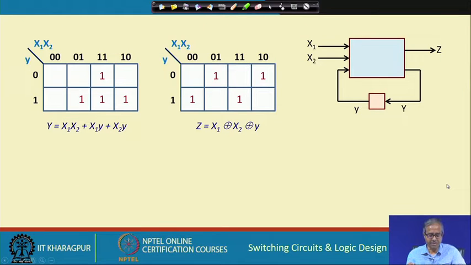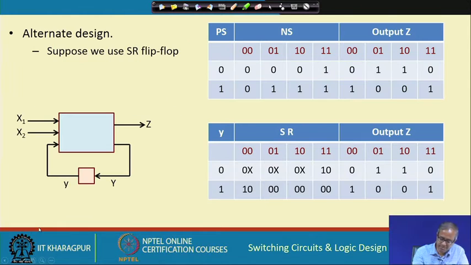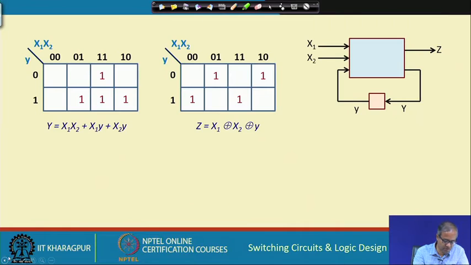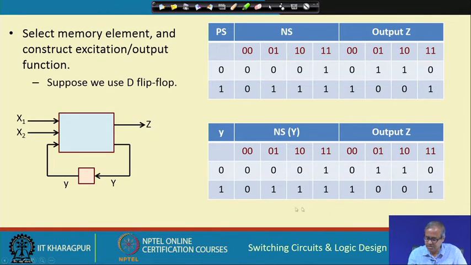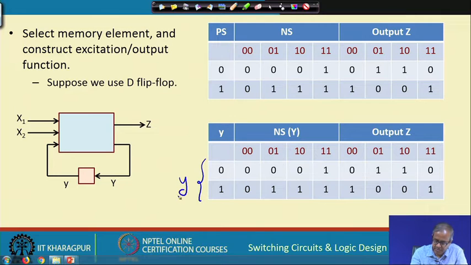Now, from the excitation and output table, if you just look at it, let me go back once. If you just look at this excitation and output table, what are the inputs here? On one side I have my input small y, and on the other side I have my inputs x 1 and x 2. So, 0 0, 0 1, 1 0, 1 1. If you just interchange these two columns, it will become like a Carnot map, right.